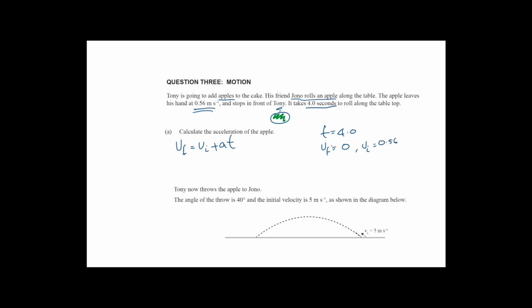Now straight away we should know that our acceleration is going to be a negative number, because it slows down. It starts at some number and it slows down, and we're going to presume that it slows down in a uniform manner. So let's put in the numbers and see what we get. So final velocity is 0. Our initial velocity is 0.56 plus the acceleration, we don't know, but we know that the time is 4, so it's going to be 4t. So that means that t, if we rearrange that, is going to be negative 0.56 divided by 4.